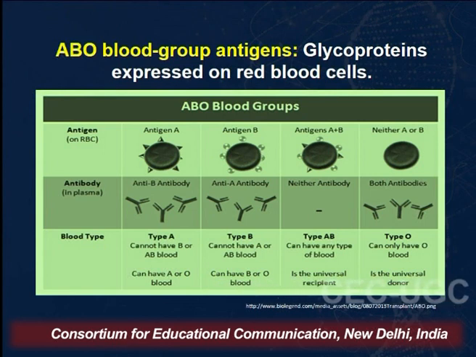Then comes type AB, where both antigen A and B are present, but there is an absence of antibodies in that individual. In the case of type O, neither A nor B antigen is present, only the anti-A and anti-B antibodies are present.